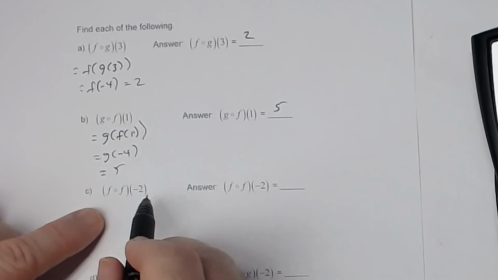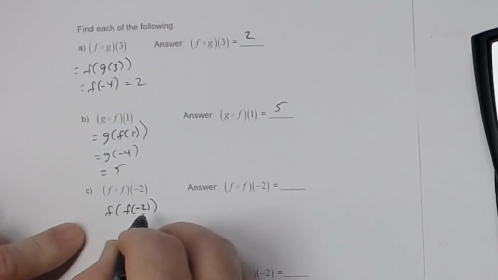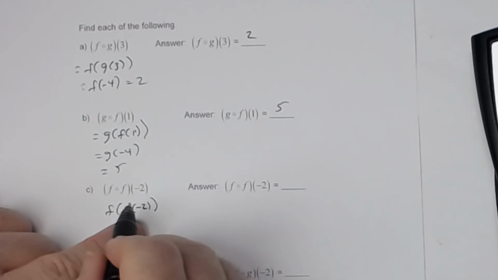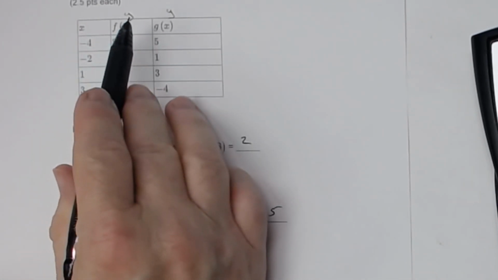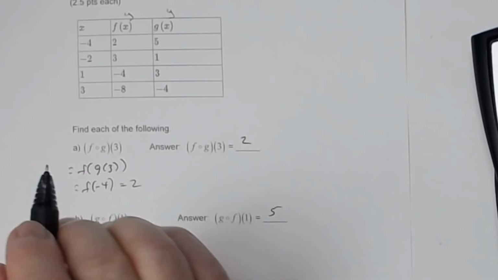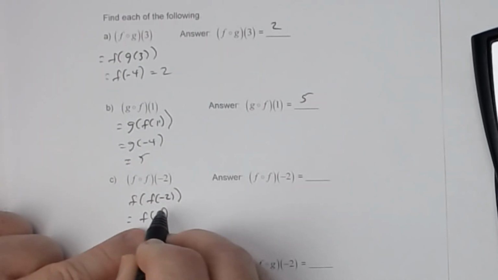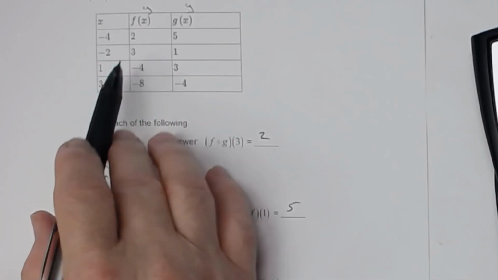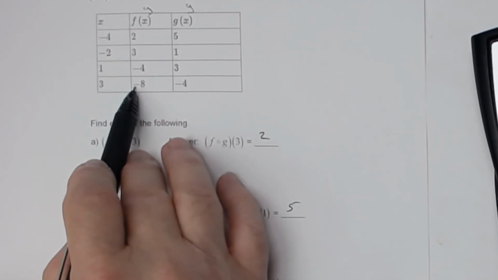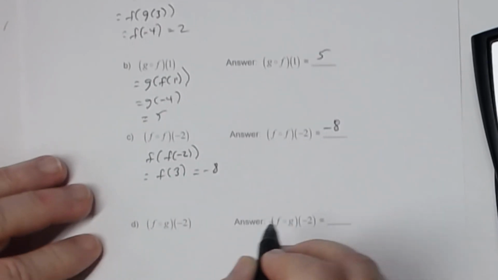f composed with f at negative 2. So that means f of f of negative 2. So I do the innermost first. So when x is negative 2, what's my y value? So in other words, what's f of negative 2? So when x is negative 2, f of negative 2 is 3. So this becomes f of 3. Then f of 3 means what's my y value when x is 3? So when x is 3, f of 3 is negative 8. And so the answer is negative 8.